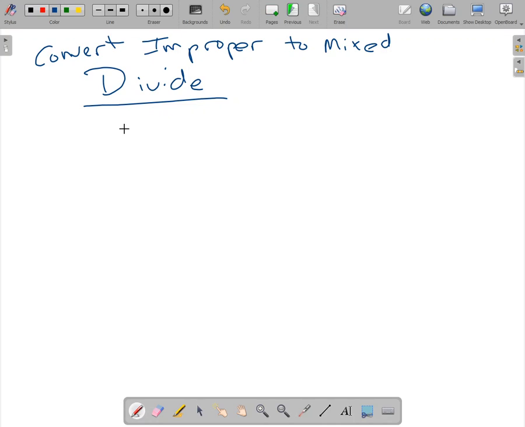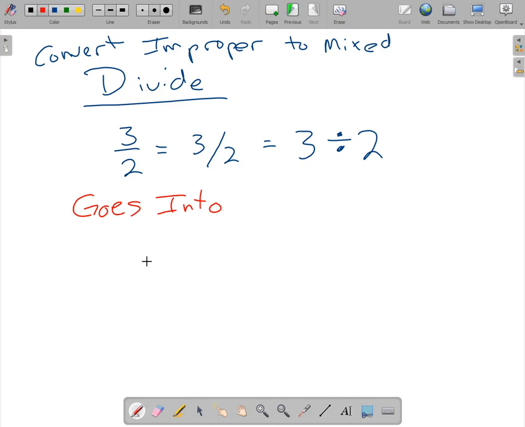So easy example here, 3/2 can be written in a few different ways. It can be 3 divided by 2, like a fraction. It could be 3/2, alternate fraction. We could use the division symbol, which is this funky thing right there, 3 divided by 2. Or we could go really radical and use the goes into symbol, where we say 3 goes into 2. Oops, I wrote that backwards. Sorry, 2 goes into 3.